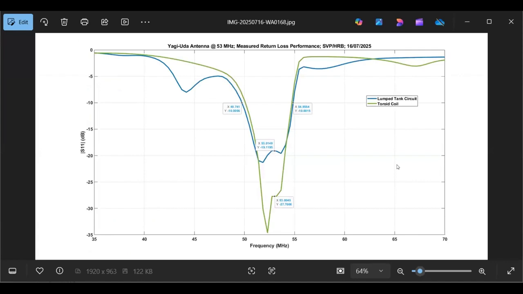So this is the particular 53 MHz antenna. It is the return loss performance of that antenna using two different types of balloons, and I will share a photograph of the same antenna also. Then you will get the idea.